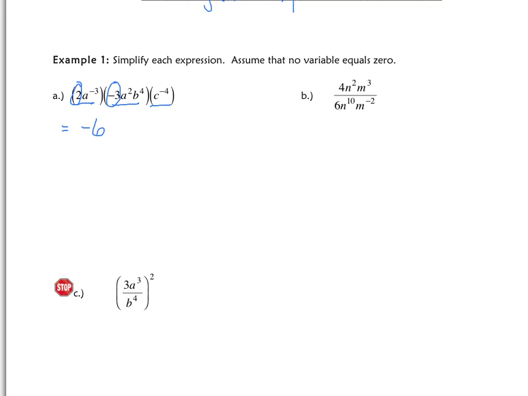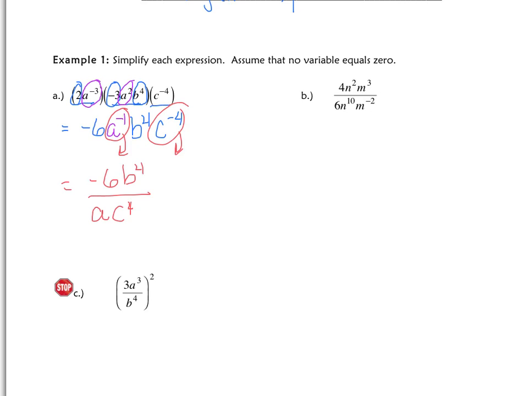All right, the next thing I see is I have an a to the -3rd and an a squared here. When you multiply same base in a different place, you add the exponents, so -3 plus 2 is -1. Then I have a b to the 4th and no other b's, and a c to the -4th because there are no other c's. So again, it's simplified when the 4 cases above are true. The last one here is not true. We do have negative exponents, so we have to move those down, giving us a final answer of -6 b to the 4th over a, and if it's to the 1st, I don't have to write that 1, and then c to the 4th.